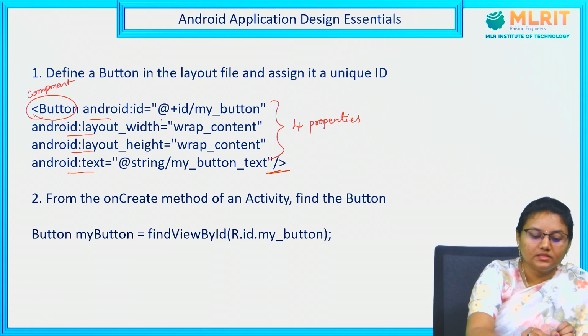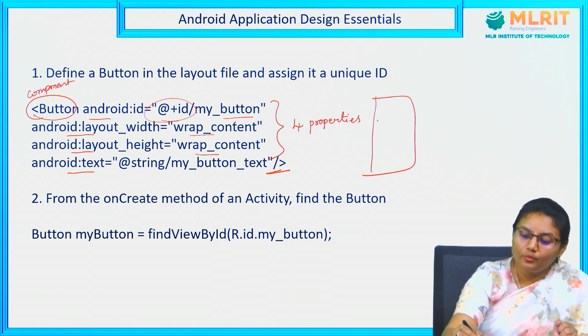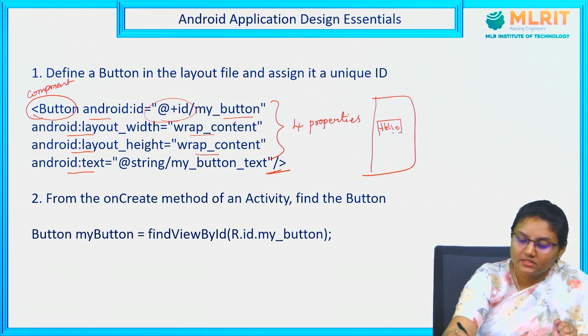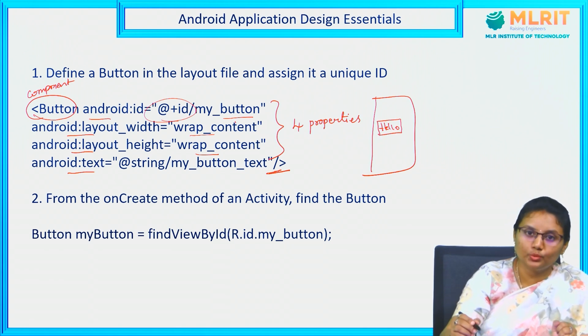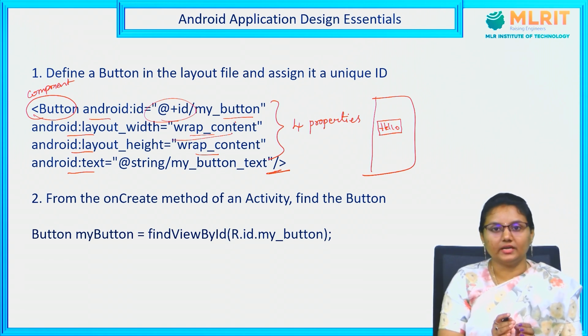Android colon ID, you have to give @id/myButton. What is my button here? It is an ID. Layout width: what is layout width? Wrap content. Layout height, wrap content. Why we give wrap content is when you have a layout, if you wanted to give hello, only the space where this hello is getting printed is occupied, that space is used by the layout. So to wrap around the text or the content that we are giving, we have to define the width as wrap content.